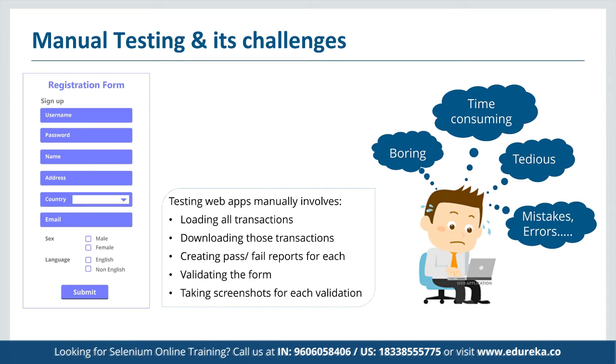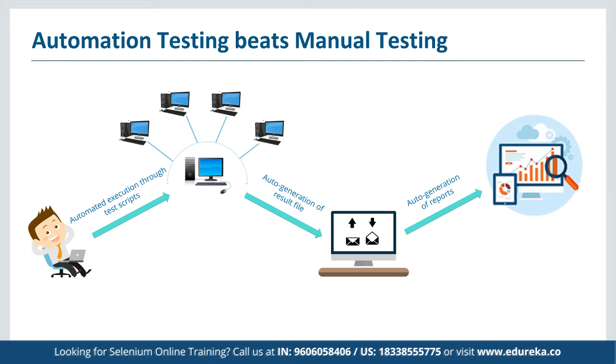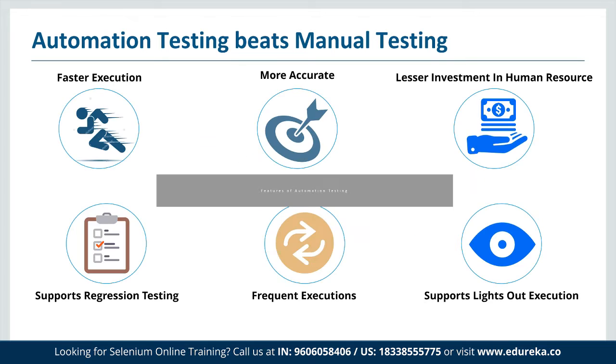So we've just seen the drawbacks: time consuming, tedious, boring, more mistakes and errors. That's why people don't want to go with manual testing. People want to go with automation testing. Automation testing beats manual testing, that is true. So let's see what the advantages of automation testing are.